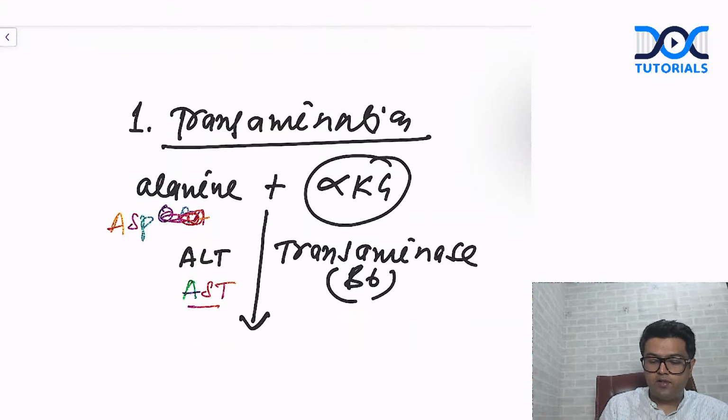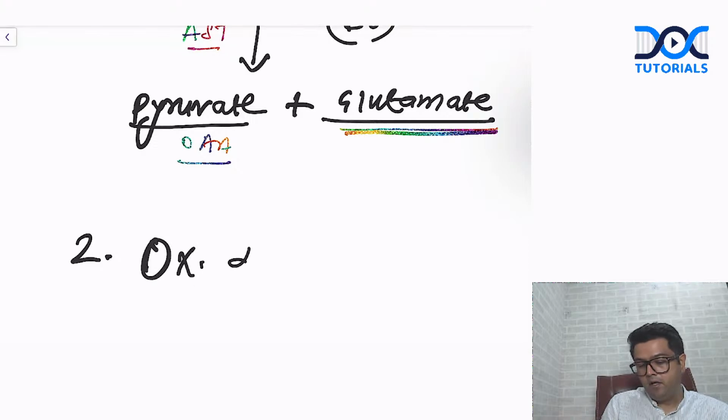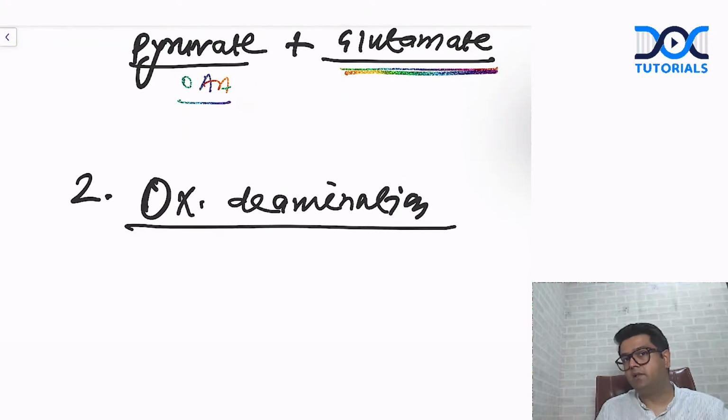Next step. So this was transamination, and the next step is called oxidative deamination, right? So guys, when you start with the urea cycle, you should mention at least like this. Definitely steps are most important, but you should start like this, that nitrogen is toxic. Why? Because it is ammonia.